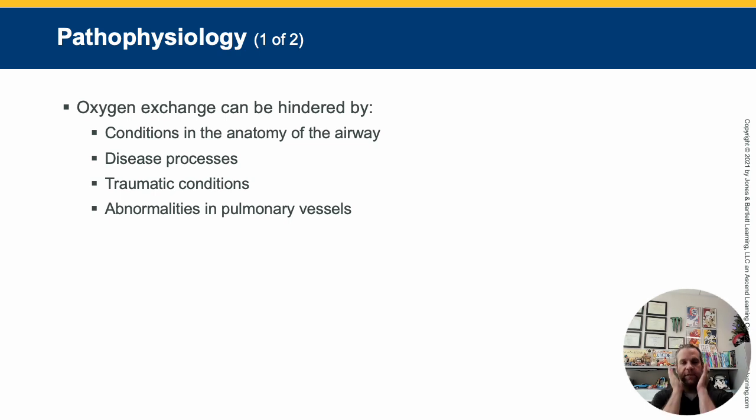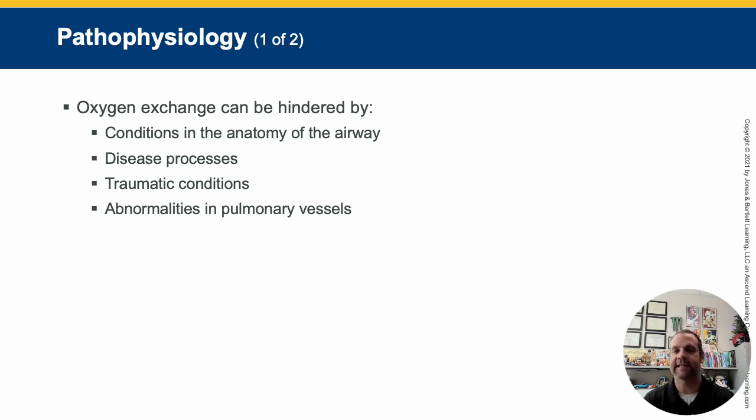So now let's shift our focus from normal function to dysfunction, okay? And that's what we call pathophysiology, okay? Here we're going to outline some of the more common ways oxygen exchange can be impaired in the body. First, problems with the anatomy of the airway. Swelling, trauma, or an obstruction can prevent air from even reaching the alveoli.